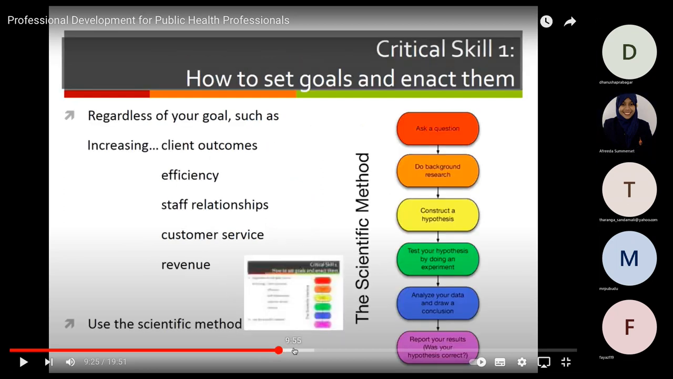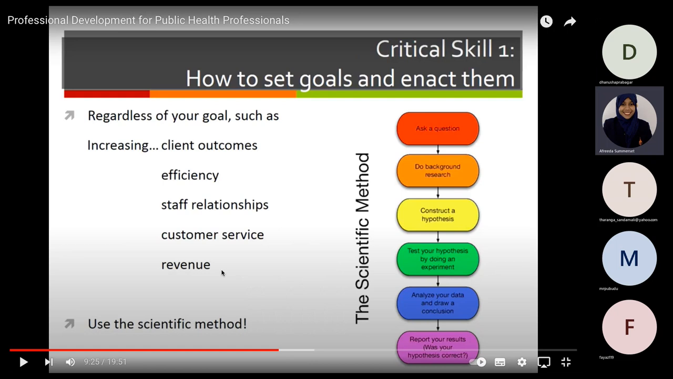Next one, regardless of your goal, I'll just go through this. You need to have efficiency, staff relationship, and customer service. A colleague may not be your friend, but it is essential that you form a professional bond so that when you have to work as a team, you can work collaboratively. Only then can there be efficiency and productivity. All those things will come when you are setting a goal, right?